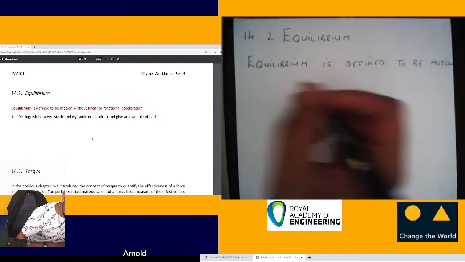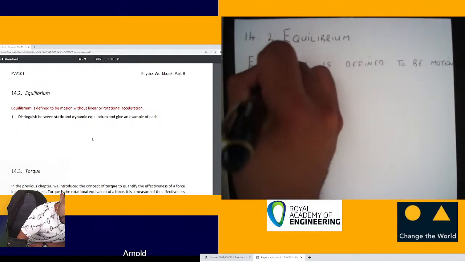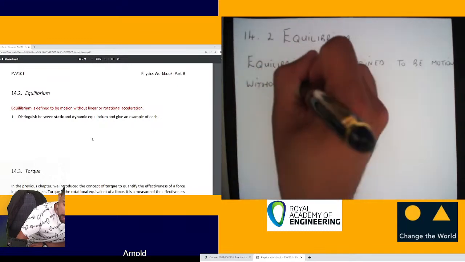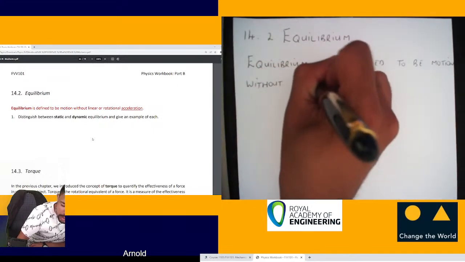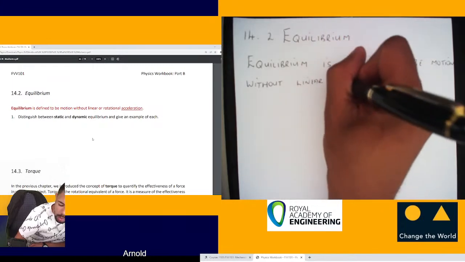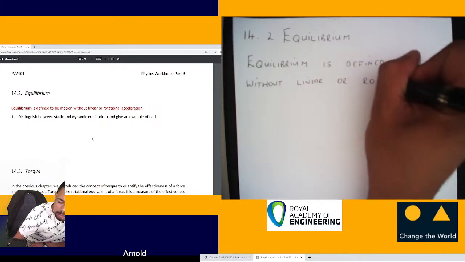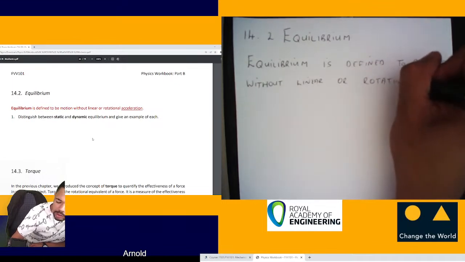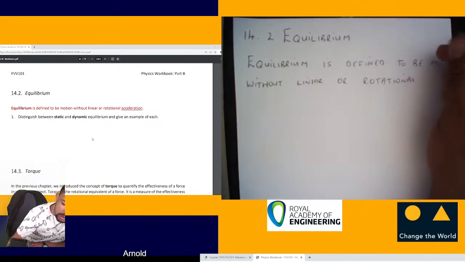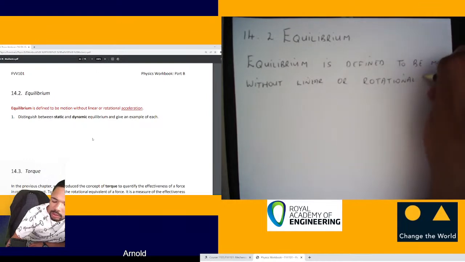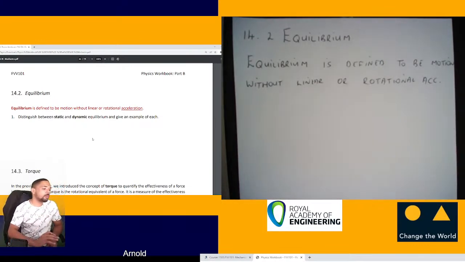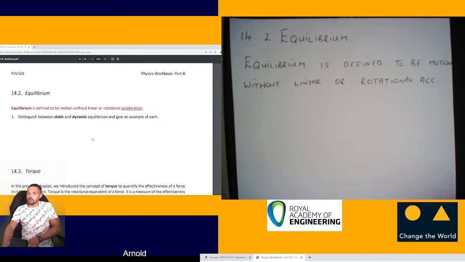Equilibrium is defined to be motion without linear or rotational acceleration, because now you have done both linear and rotational acceleration. The definition is right there. You can just pause it. I just wrote it down so that you can actually see it better. So equilibrium is defined to be motion without linear or rotational acceleration.